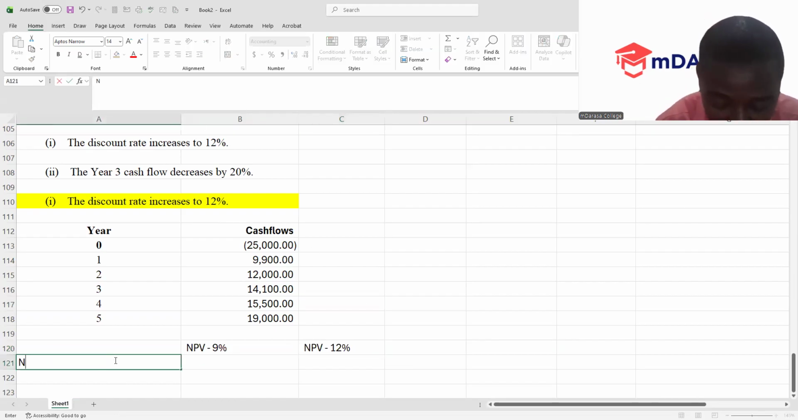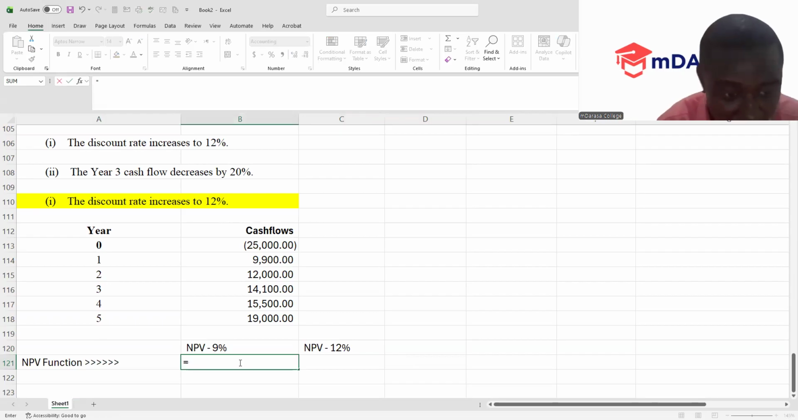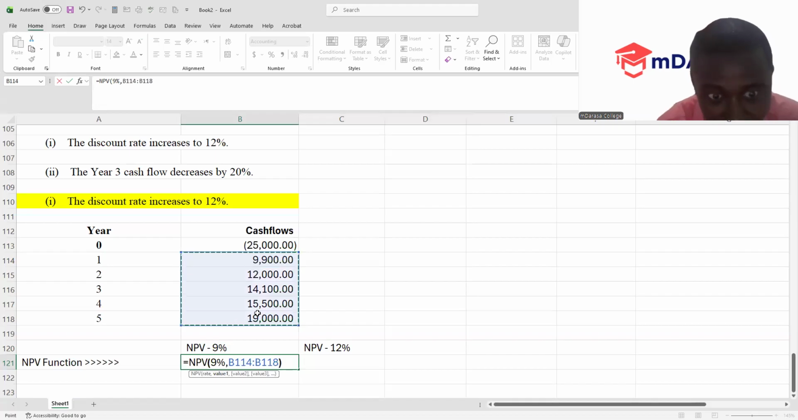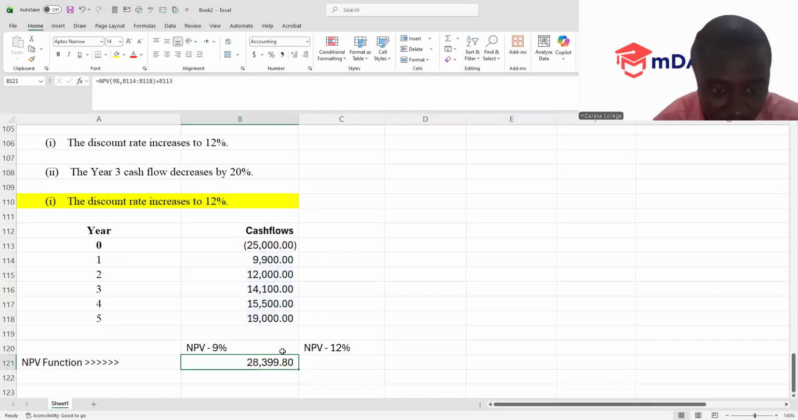Again, we use the NPV function here. Very important, very key. NPV function is what you're going to use. So this will tell us that we have equal sign NPV tab. What is our rate? 9%, comma, our values excluding initial cost. We take our values, then we less our initial cost. So this will be our NPV at 9%.